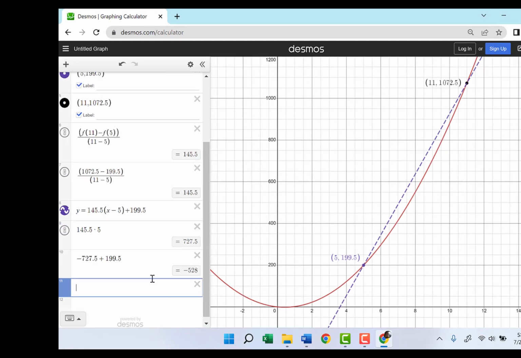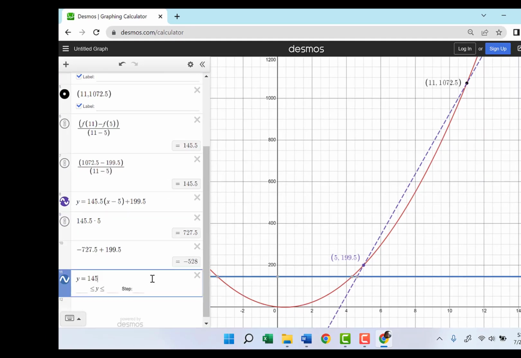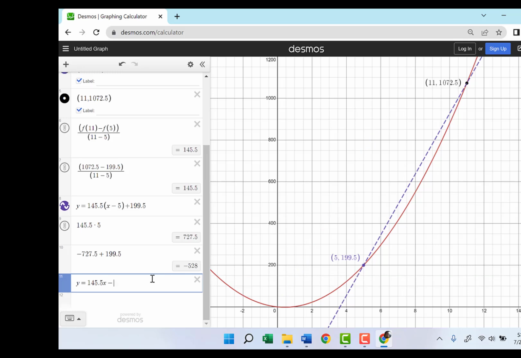If you like, you can go ahead and graph that. And we see that it lands right on top of the other line. I can turn it on and off, and you see that it lands right on top of the point slope form of the line.